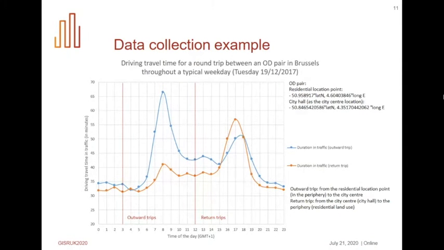So this is to exemplify how the results look like. This is only for one origin-destination trip in Brussels. In blue you have the trip to the center, and in orange you have the trip back to the periphery. So we decided to compute the outward trip in the morning and the return trip between noon and 3 a.m. In the morning, you see that the peak is very localized.